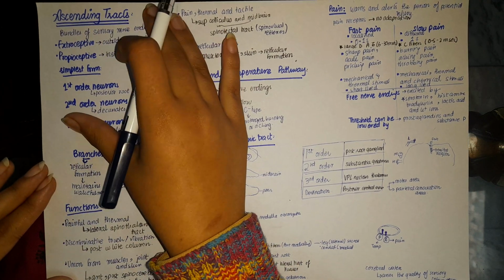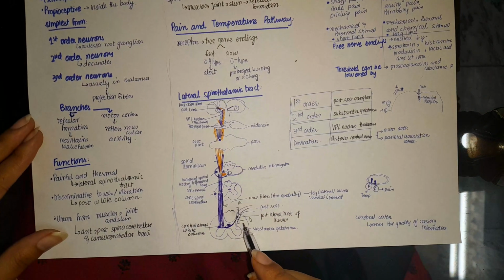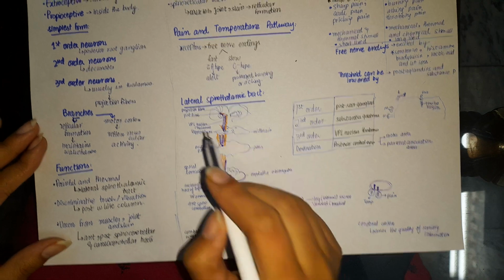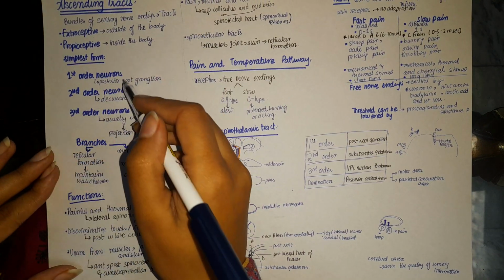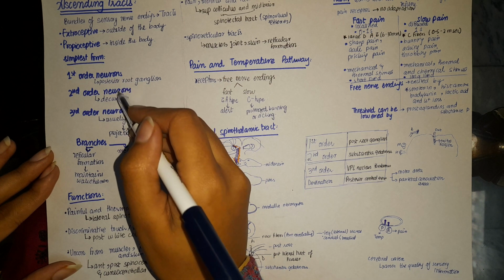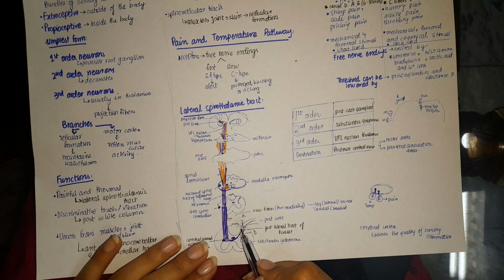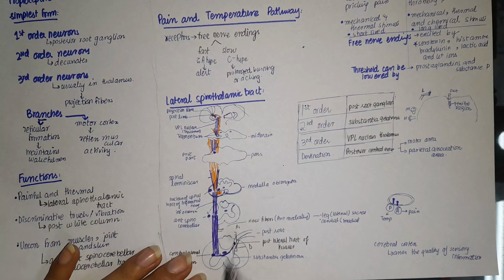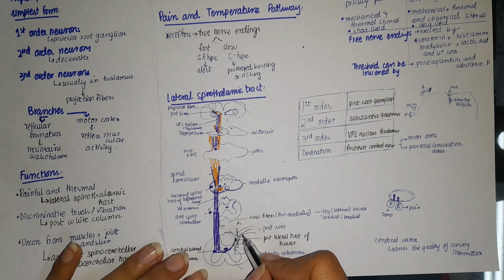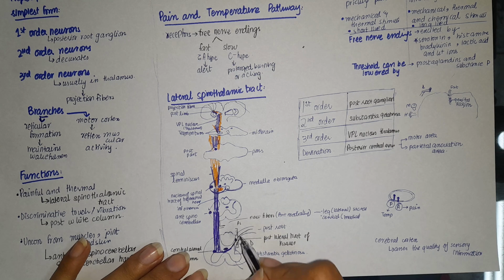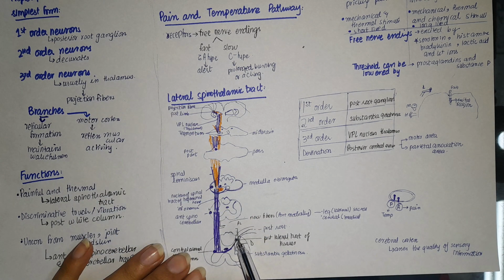So now this ascending tract is going to take the sensation upwards from the spinal cord to the cerebral cortex. In the simplest form, it has three orders of neurons: first order, second order, and third order. The first order neuron is mostly the posterior root ganglion. What is the posterior root? In your spinal cord you have an anterior root and a posterior root, and the posterior root is generally the root where the sensory information is coming in. So first order neurons are coming from the posterior root ganglion, and then the second order neurons are going to begin. The second order neurons are going to decussate.